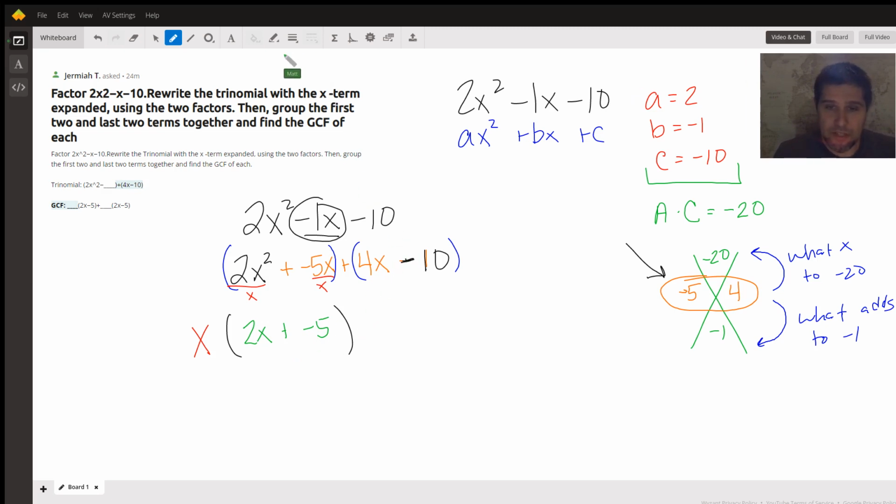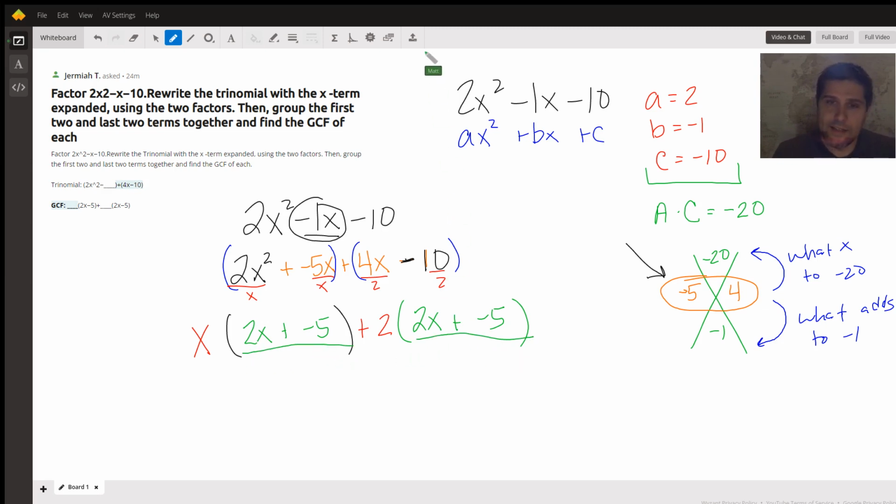Then we look at group number 2, and ask what it has in common. Well, I can pull out a 2. So I'm going to say plus, and pull out that 2 here. What's left over in this group when I pull out the 2? This now becomes 2x plus a negative 5, or just 2x minus 5, same thing. If you did this process correctly, these two things are always going to be the same.